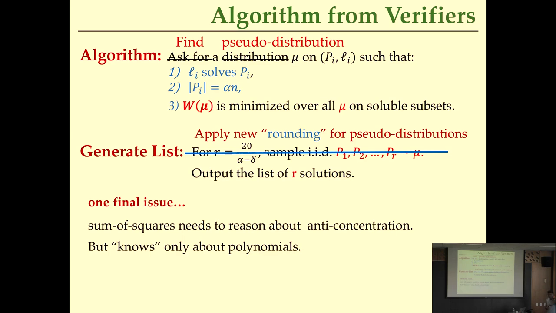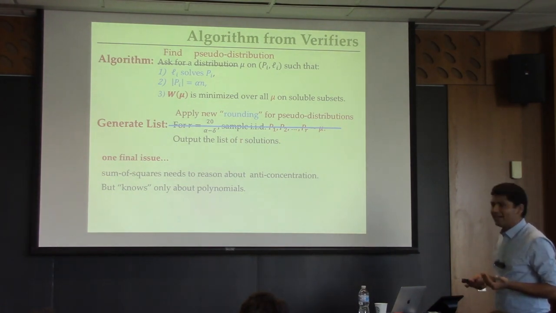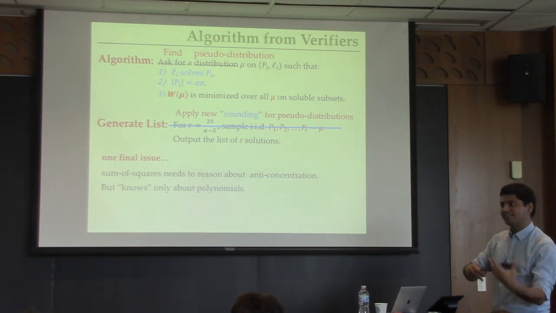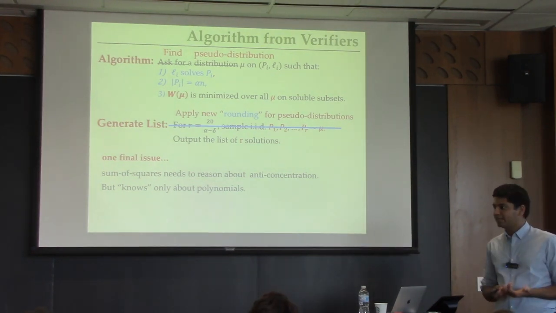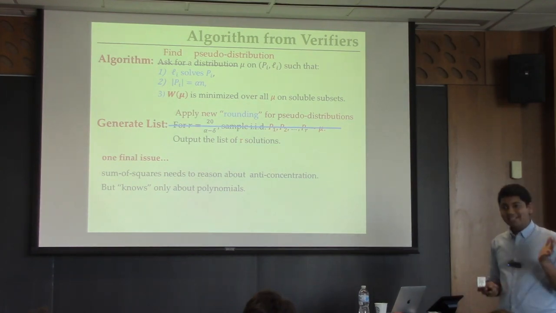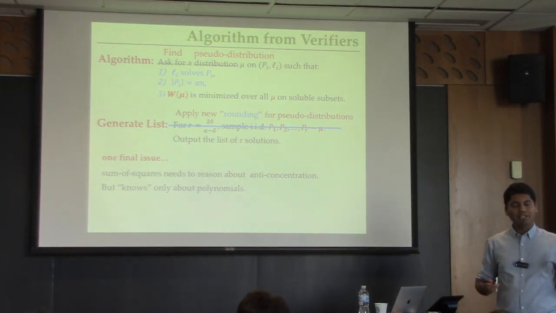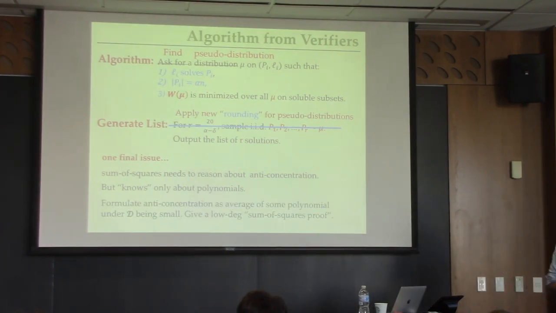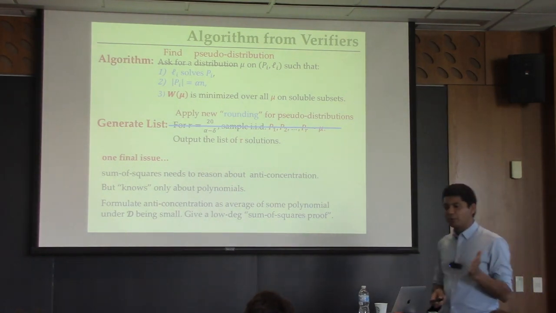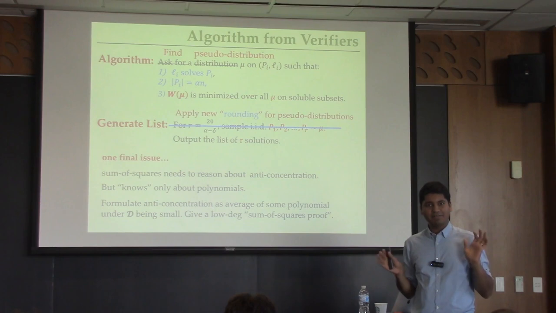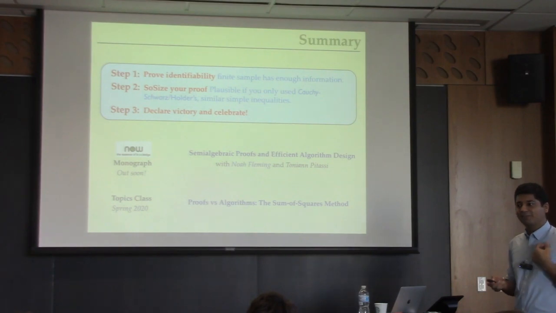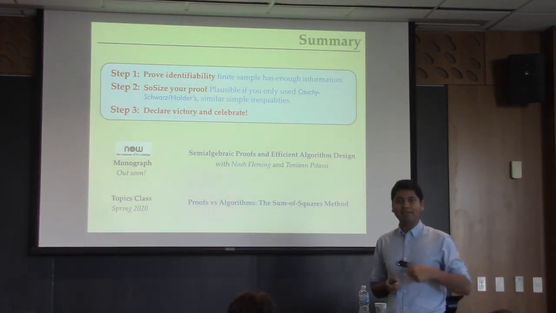Okay, so one final issue, while we are discussing issues and solving them vaguely: sum of squares needs to know about anti-concentration. If you want to make this argument about distributions extend to pseudo distributions, there has to be some algorithmic version of anti-concentration. It turns out, and I didn't tell you what, but sum of squares can reason only about polynomials. The hand-wavy way to take care of it is to formulate anti-concentration as a condition about polynomials, and you give a low-degree sum of squares proof of it, blah, blah, blah. Doesn't matter what it means. You do something.